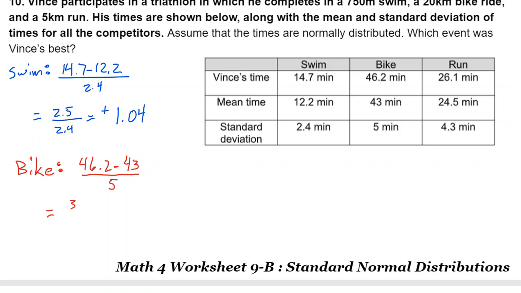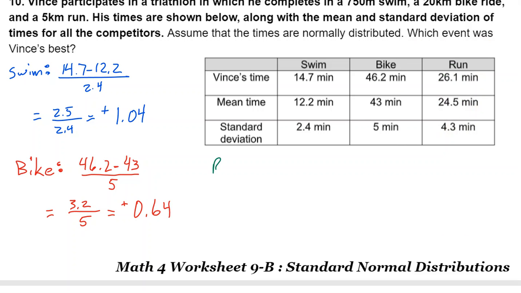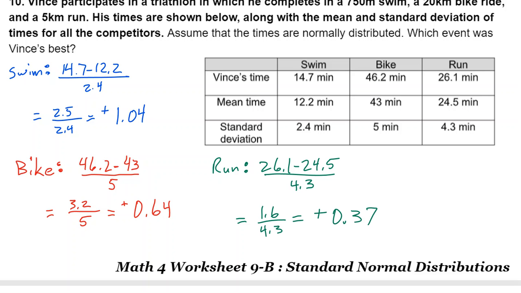All right, so we get 3.2 over 5. And that's going to give us 0.64. And then we switch over to the run, which is going to be 26.1 minus 24.5 over 4.3, which is 1.6 over 4.3, which turns out to be 0.37.